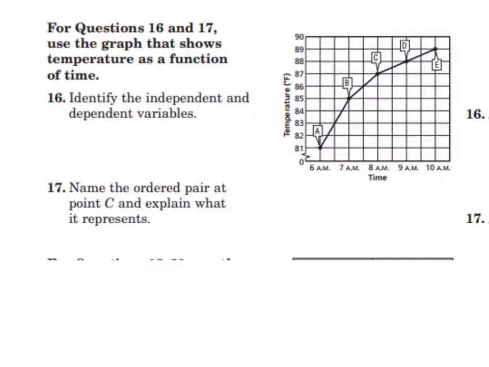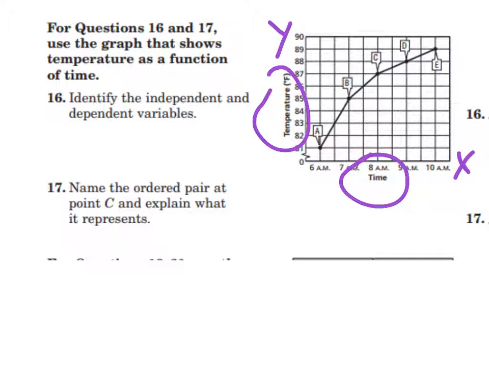Alright, for questions 16 and 17, we're using the graph. Independent and dependent variables. Alright, independent is always x, dependent is always y. Independent is time, dependent is temperature. Temperature depends on what time it is. Name the ordered pair at point C and explain what it represents.